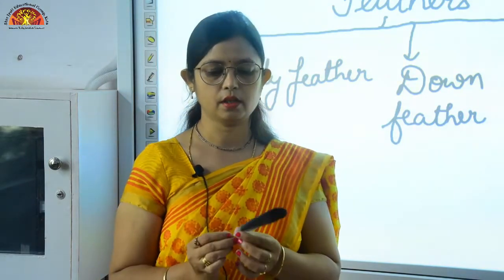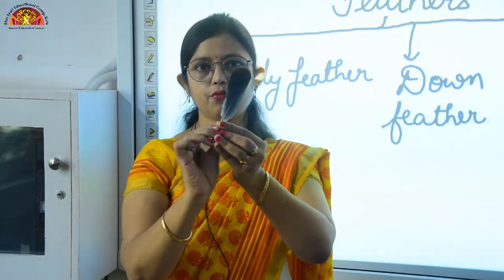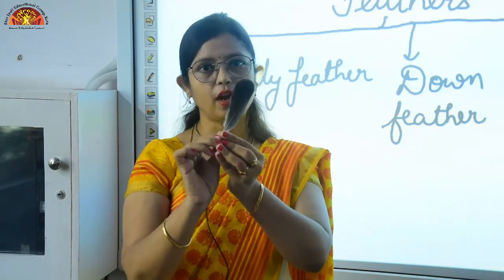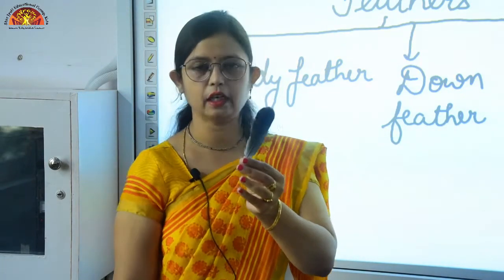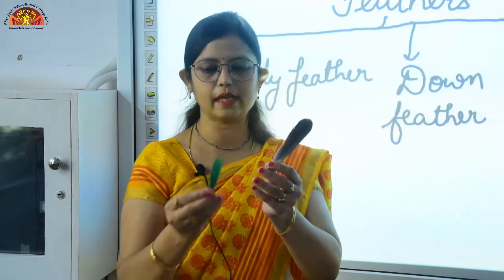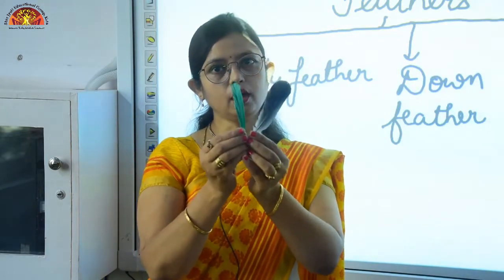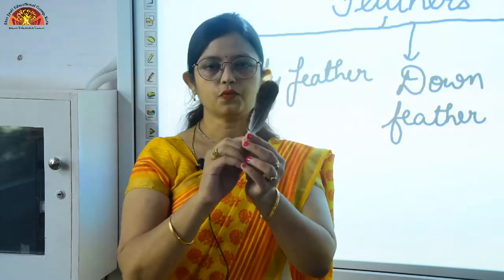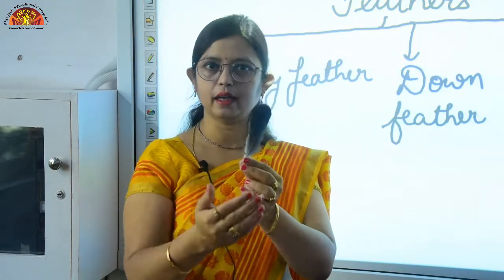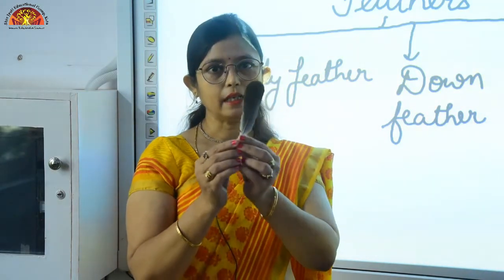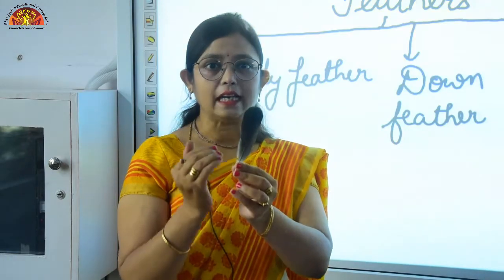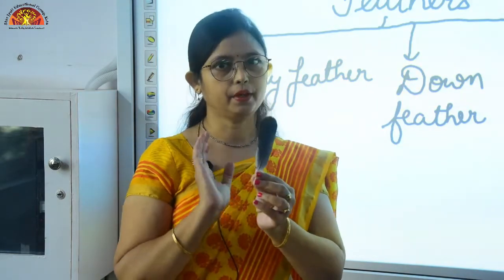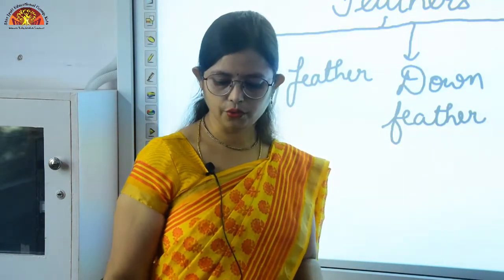flight feathers. You can see these type of feathers are called flight feathers. They are also of different colors in different types of bird. One more example you can see, this is also a flight feather. Okay, so these flight feathers are longer than the other two. Okay, and these are found on the tail and wings of a bird. So these are the different types of feathers.